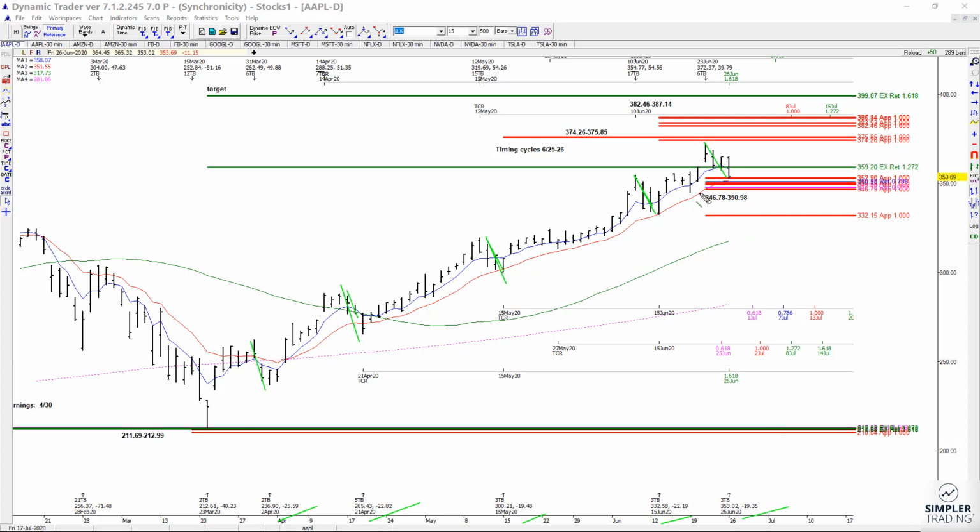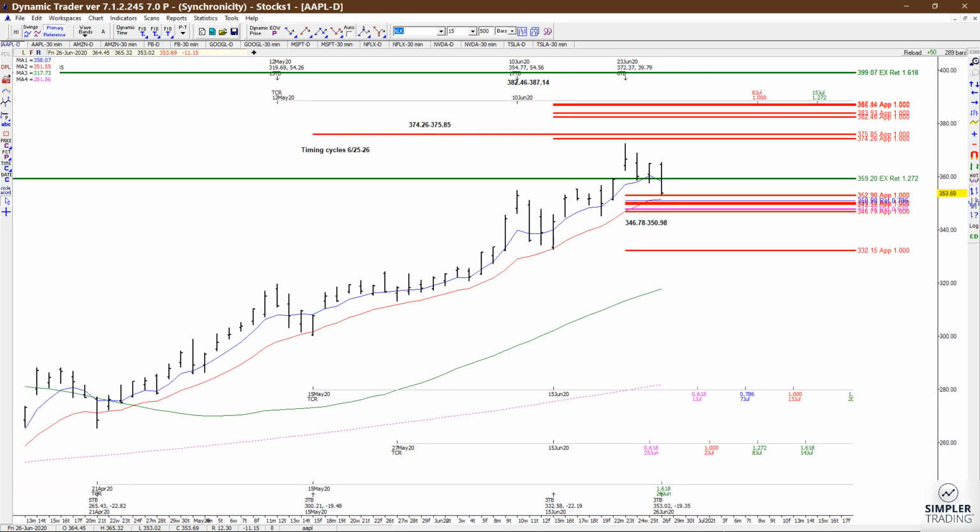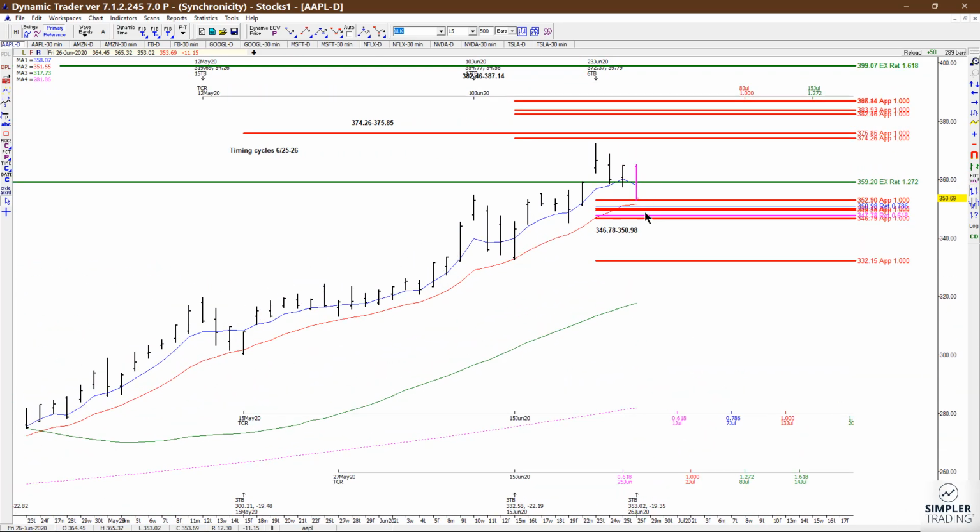So I do have a setup that does come from taking these prior projections and also running some of the retracements of the prior swings, including the 618 retracement. And this is what we would need to see. We would need to see price hold above one of these areas and then re-trigger on the buy side.